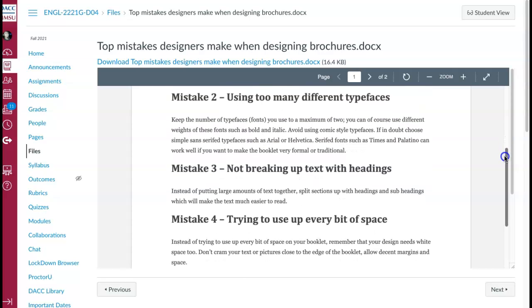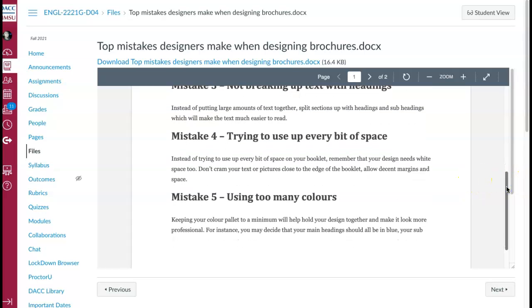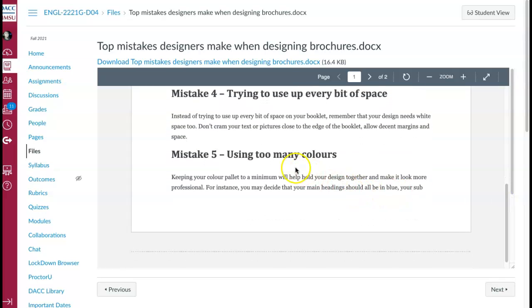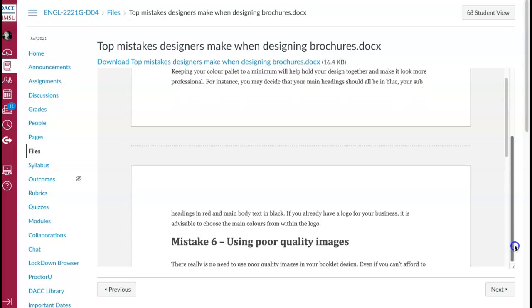And of course, using too many different fonts. You want to be consistent with your design, with your color scheme, with your fonts, and with your headings. Also, you don't want to use up too much space, like you don't want to fill up every single space, but you also don't want to leave too much white space. With design, it's all about a balance. So you want to make sure that you keep that in mind. And like I said, you don't want to use every single color in the color wheel either. You want to be consistent and you want to create a color scheme that works for the purpose of the brochure.